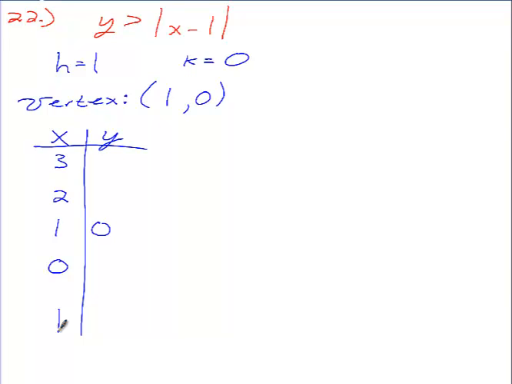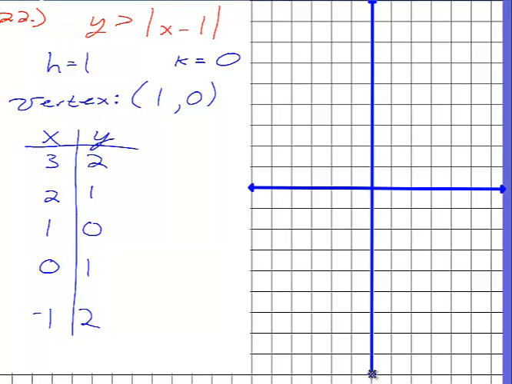I take these x values and now I plug them in and find the y that goes with each. So I plug in 3. What's 3 minus 1? 2. What's the absolute value of 2? 2. Plug in a 2. What's 2 minus 1? 1. Absolute value of 1. Plug in a 0. 0 minus 1. -1. Absolute value of -1. Or sorry, that should be a -1. My bad. -1 minus 1. -2. Absolute value of -2. 2. Everybody good? Yes? No?